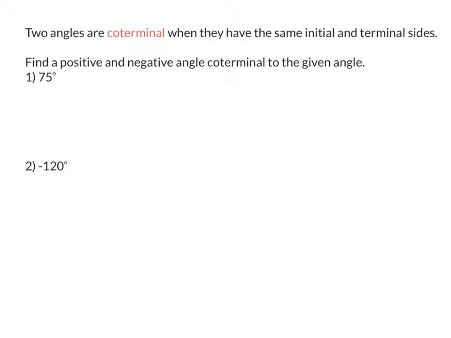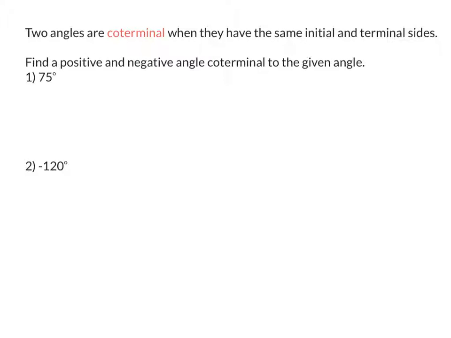Now, two angles are considered coterminal when we draw their rotations and they have the same place for their initial and terminal sides. So we want to find, in our examples, a positive and negative angle that is coterminal to the angle that's given below.